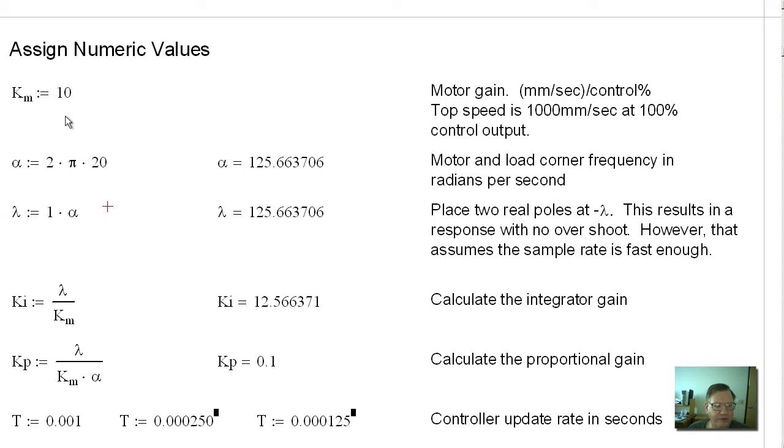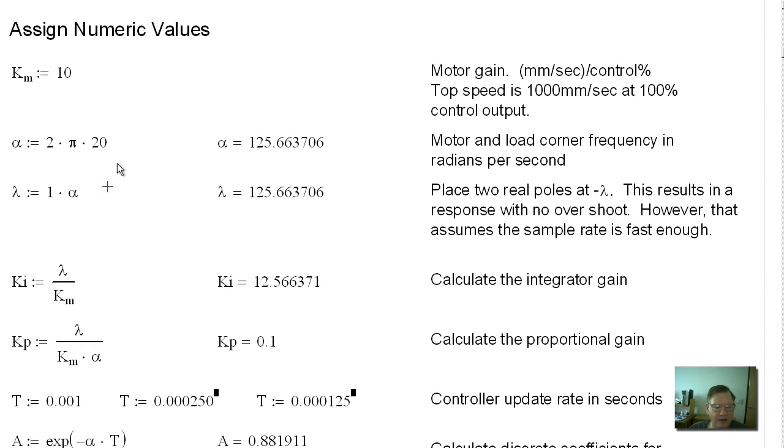I'm going to just assume that the motor's got a gain of 10 millimeters per second per percent control output. So the top speed is 1,000 millimeters per second at 100% control output, or 1 meter per second. I'm going to assume that the motor's got a bandwidth of 20 hertz, and so the magnitude is down 3 dB, and phase lag is 45 degrees at 20 hertz.